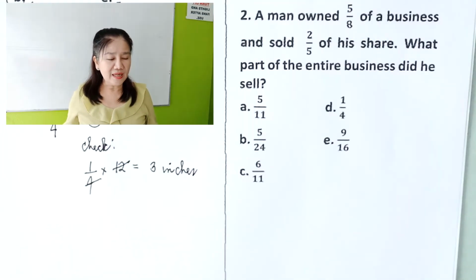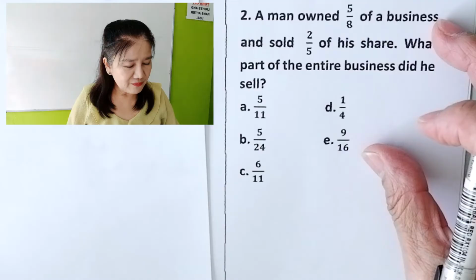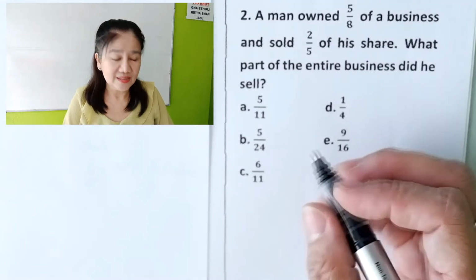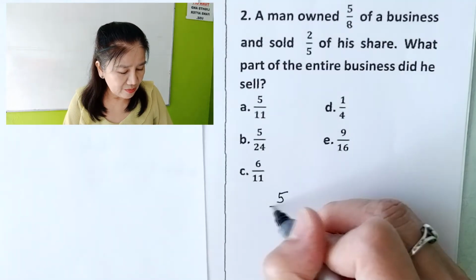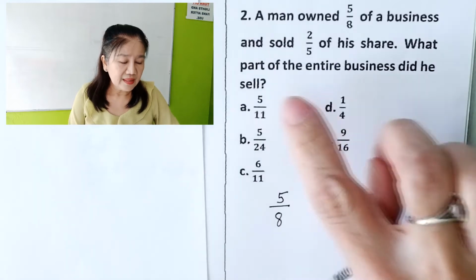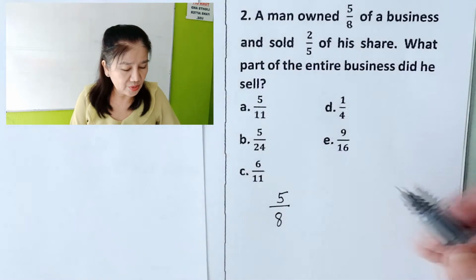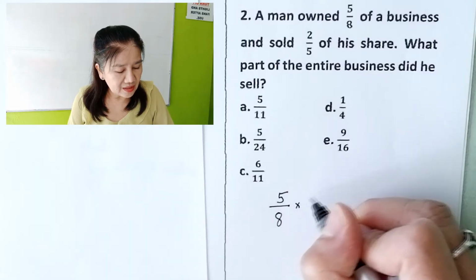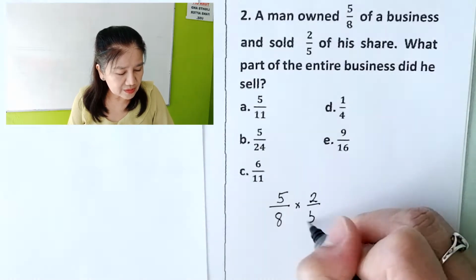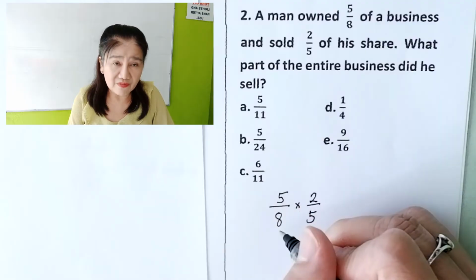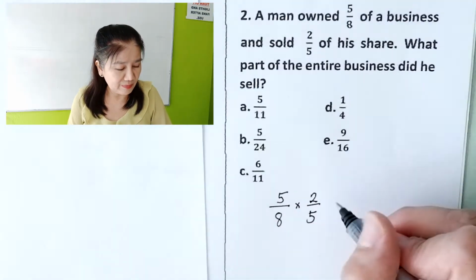Let's move to problem number 2. A man owned 5/8 of a business. So he owns 5/8 and sold 2/5 of his share. So you are selling now 2/5 of 5/8. So you simply have to multiply.